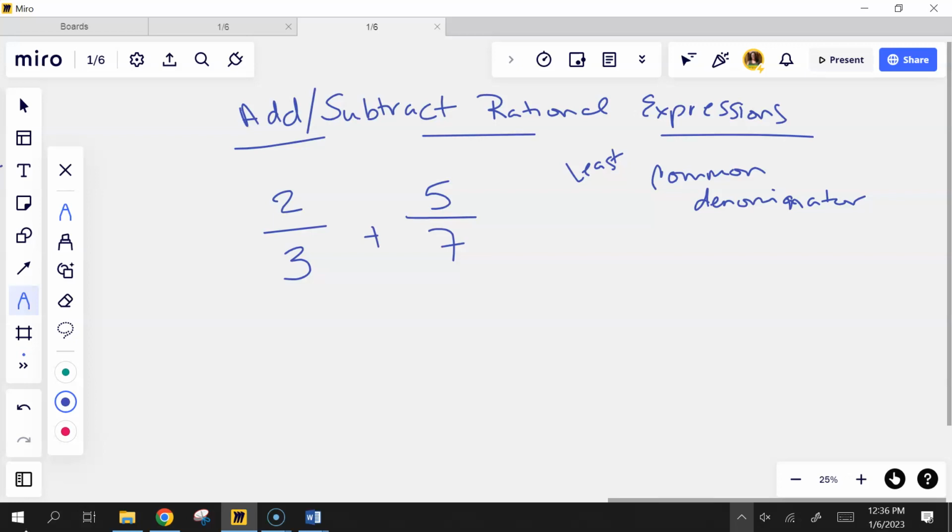Y'all remember doing that? Are y'all with me? So, like, the multiples of 3, 6, 2, 3, 9.